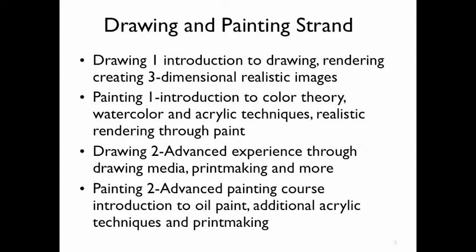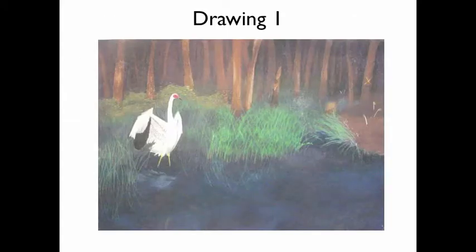In the introductory level classes, Drawing 1 and Painting 1, students learn about rendering, how to make things look three-dimensional and realistic. They do this through drawn media and painted media. In both classes, they learn about color theory and how to use color to portray subjects. In the Drawing 2 and Painting 2 classes, projects are more advanced and also offer students more freedom and opportunities to independently express themselves. These are examples from Drawing 1.